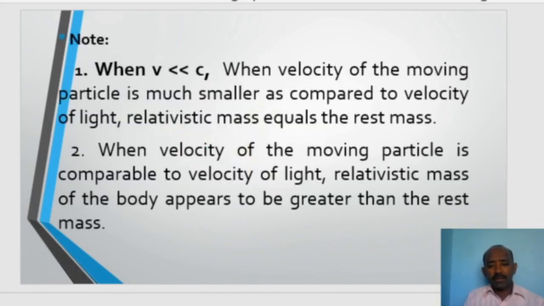Next, by using that velocity-mass expression, we can say that when the velocity is very much less than the speed of light, in such cases the relativistic mass becomes equal to the rest mass. In the second case, when the velocity of a moving particle is comparable to the velocity of light, then the relativistic mass of the body appears to be greater than the rest mass.